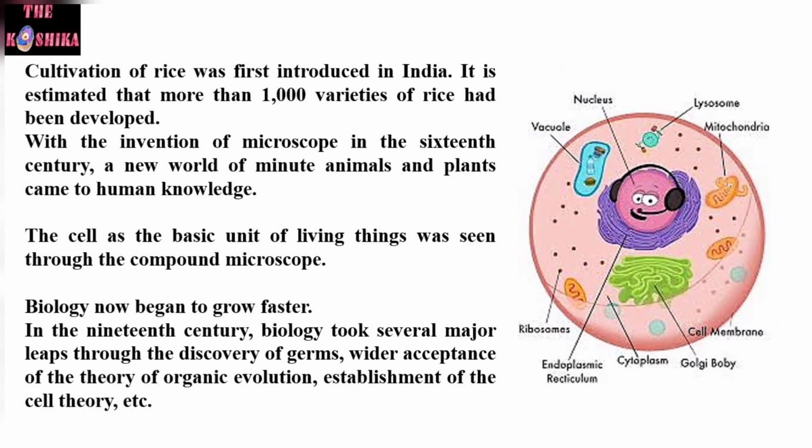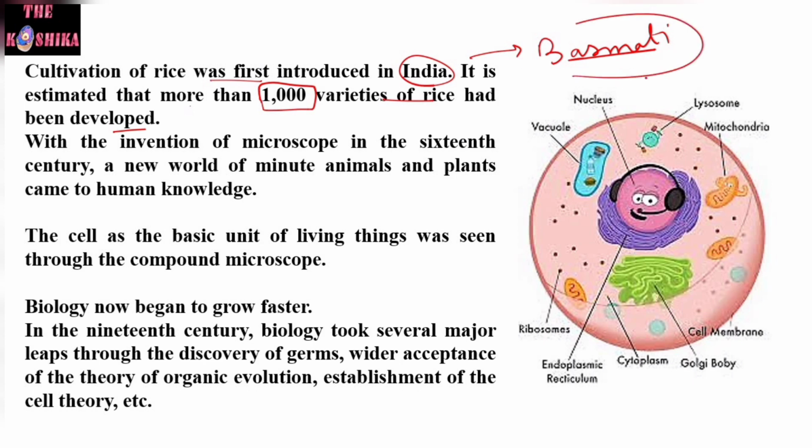Now, cultivation of rice was first introduced in India. It is estimated that more than 1000 varieties of rice had been developed. And you know, we have basmati rice, which is known for its special fragrance. And this rice was used as medicine in ancient India.